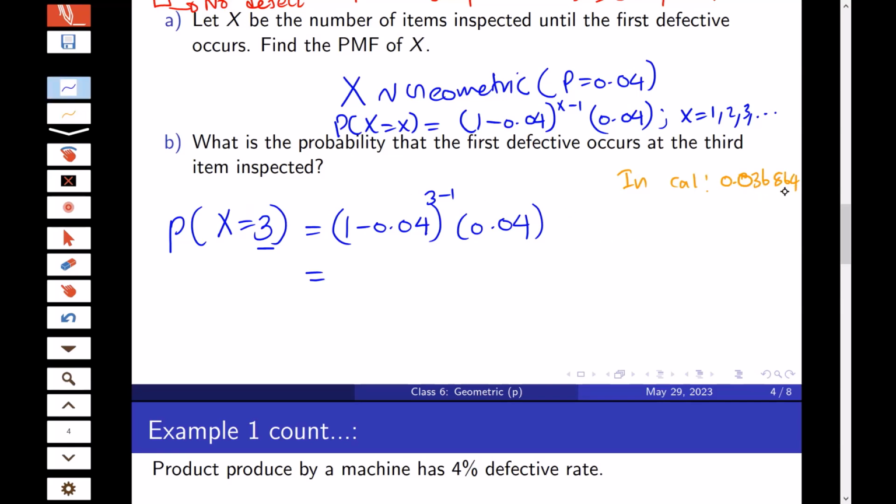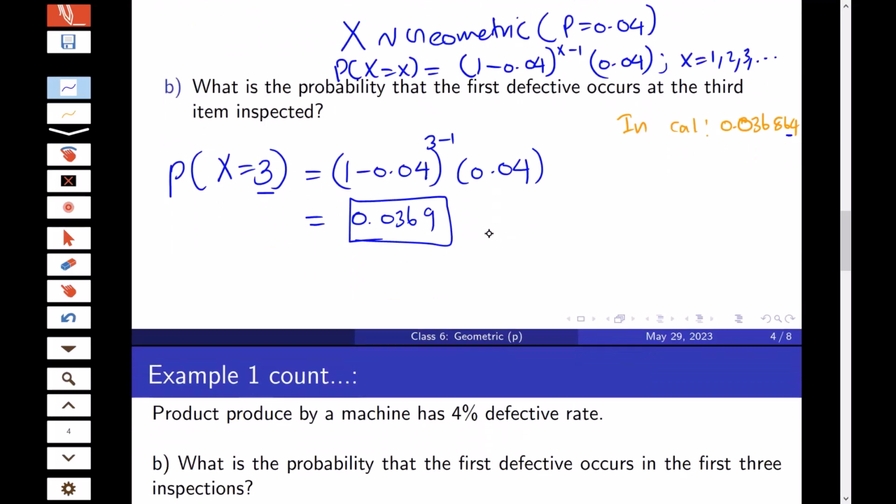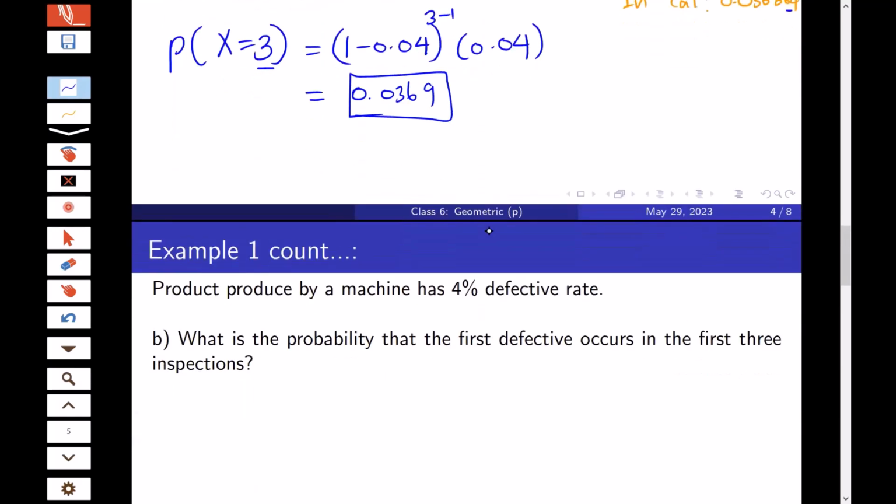Please round your answer to 4 decimals. So go 1, 2, 3, 4 decimals and check the 5th decimal. If it is greater than or equal to 5, then round up the fourth decimal. Okay, so here 0.0369. This is the probability of getting x exactly equal to 3. So that means this is the probability of getting the first defective at the third item inspected.